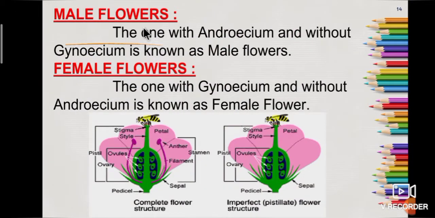Tell me, what is a male flower, what is a female flower? The one with androecium and without gynoecium is known as a male flower. The one with gynoecium and without androecium is known as a female flower.